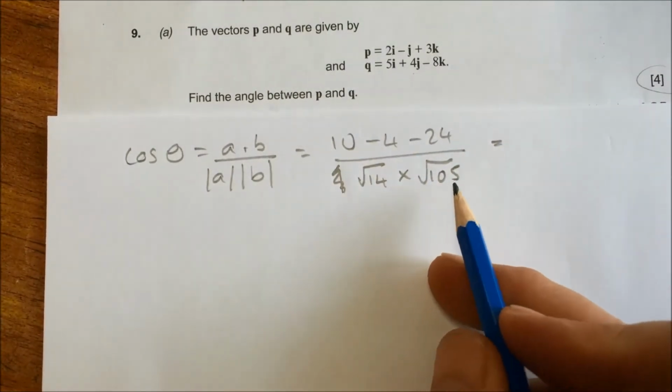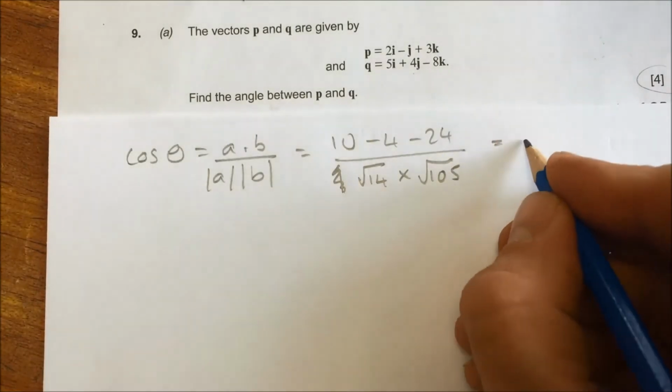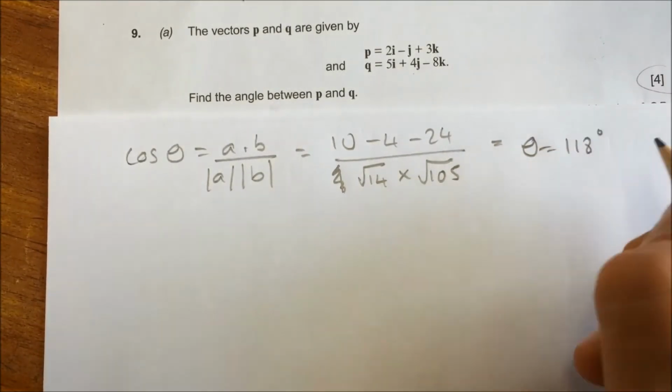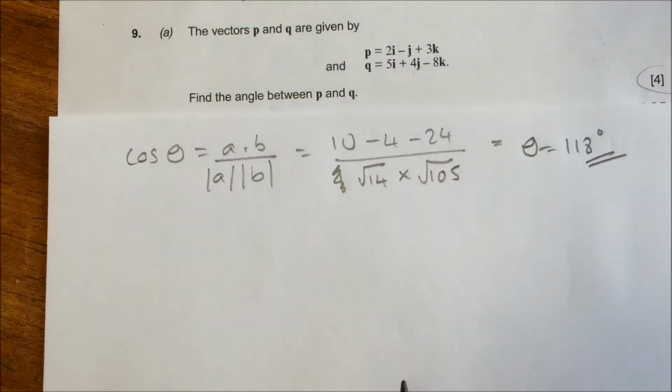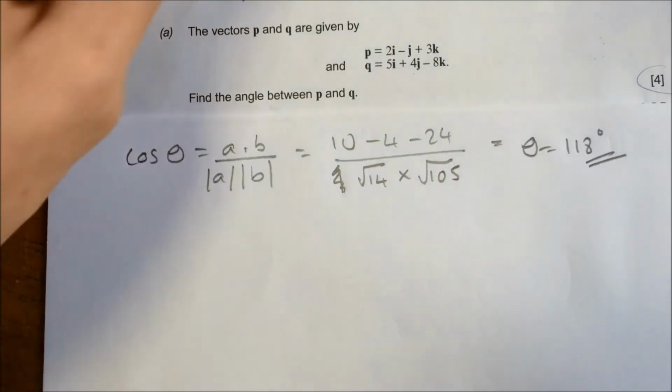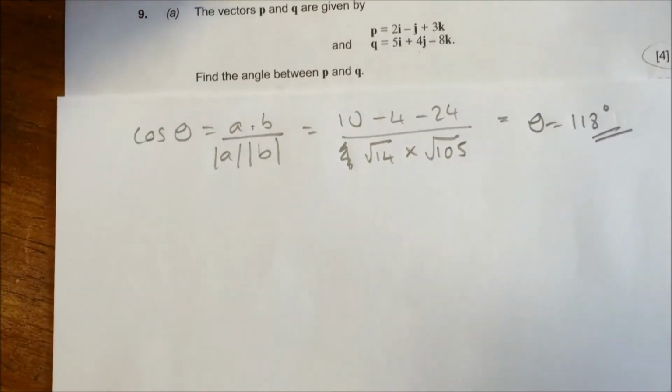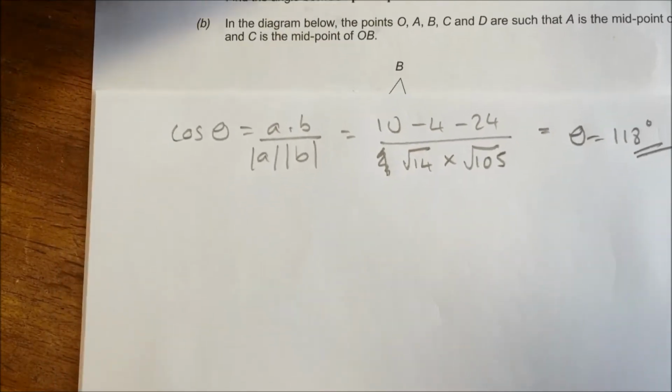Type that in your calculator and press shift cos, and theta comes out as 118 degrees. Always worth doing twice. It's quite easy to press a wrong button during that process. But for 4 marks, we'll take it.